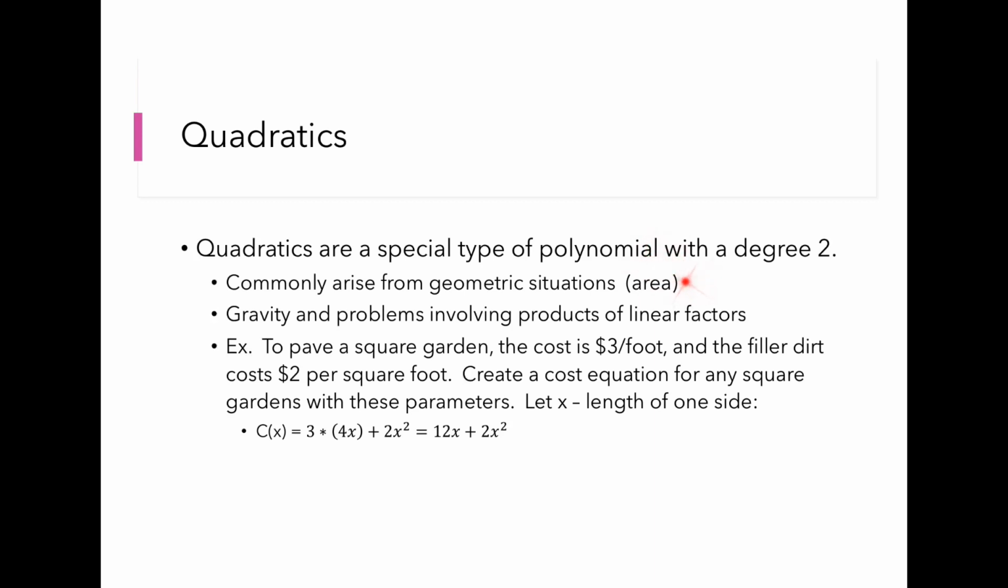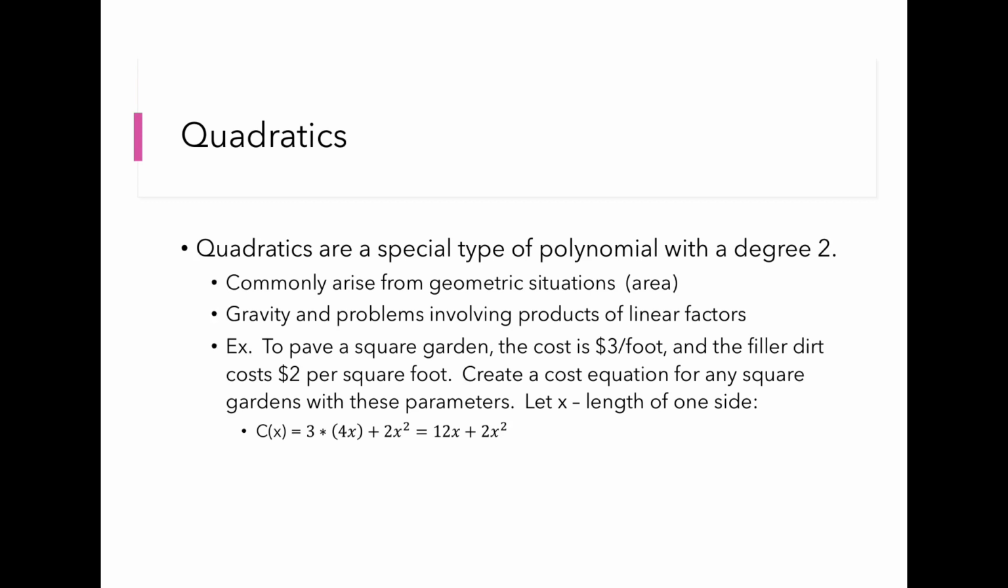We can get these from all kinds of situations. We've looked at mostly linear equations, but quadratic equations produce a curved, almost U-shaped graph. And we see these arise in geometric situations dealing with area, and also when we're looking at the paths of objects in relation to gravity. So here's a start-off example that we could look at.